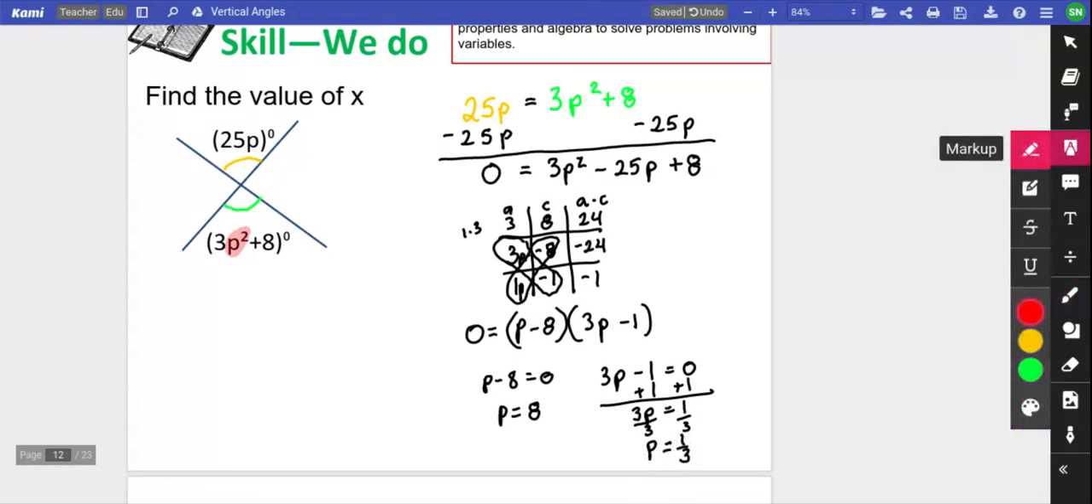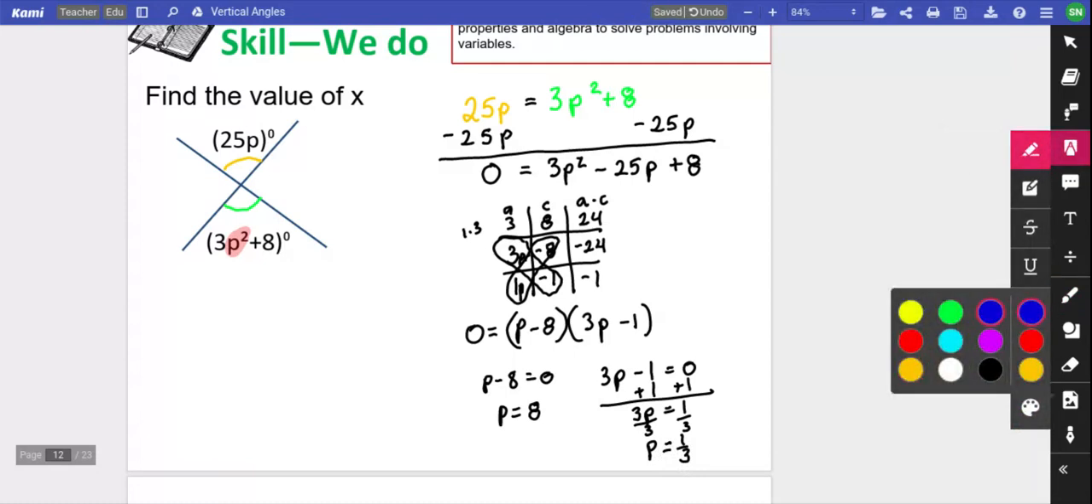These are our two solutions, and if you're asked to check which one works and which one gets discarded, then you have to plug it into both angles.